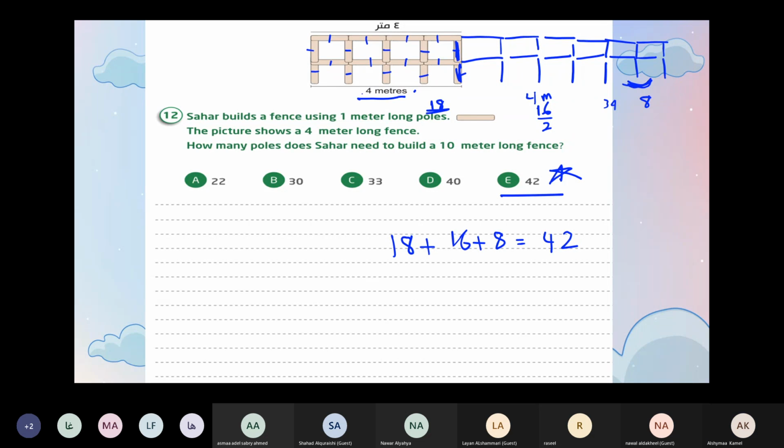time for you. So here the 4 meters takes 18 balls. And the next 4 meters, I will erase this. I will not count them again. So it will be 16. And the last 2 meters, 16 over 2 equals 8. And add the 3 numbers together, I will have 42.